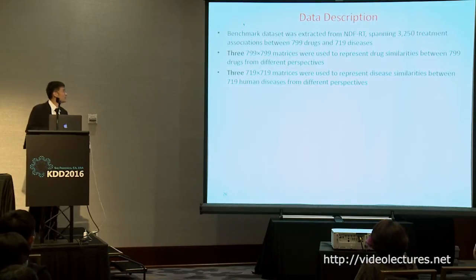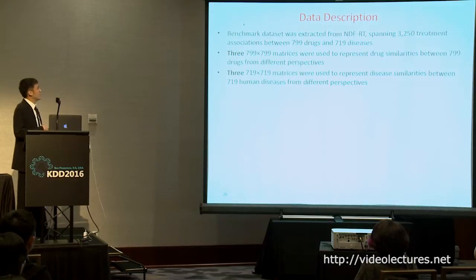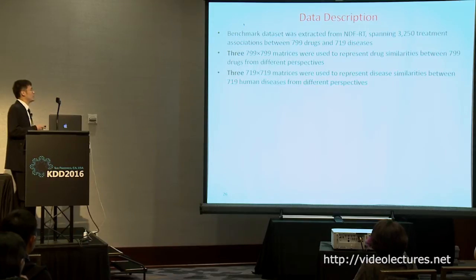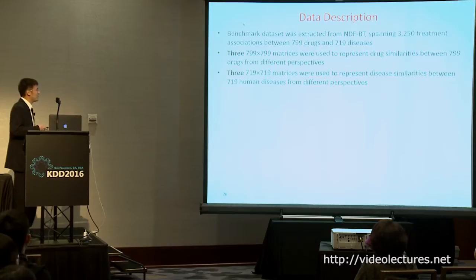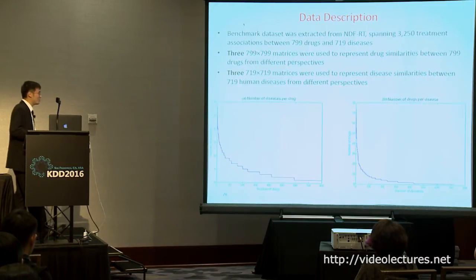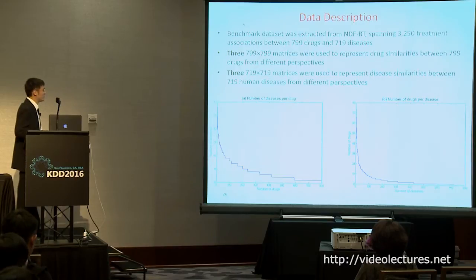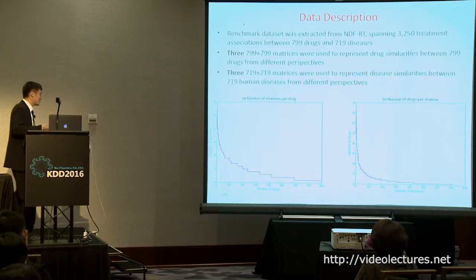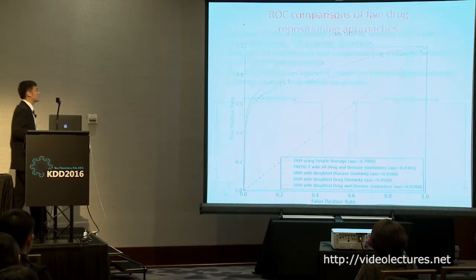And in the experiment, we do some analysis. We have 799 drugs and 719 diseases. And as I mentioned, we have 3 drug similarity networks from 3 different perspectives. And we also have 3 different disease similarity networks. And it's just to show some distribution. Some drugs are popular drugs, and some diseases are popular diseases, like aspirin treats a lot of diseases, and hypertension has a lot of drugs to treat it. So it's just to show some statistics.